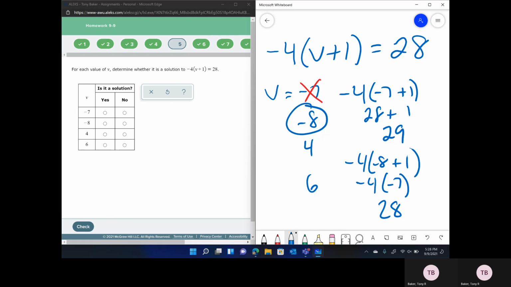Right. So if you did 4 plus 1, you get 5. 5 times that's going to give you a negative. So I know that one doesn't work. 6 plus 1 is 7. 7 times negative 4 is negative 28. I wanted a positive 28, so that one also doesn't work. That's how they want you to do it.